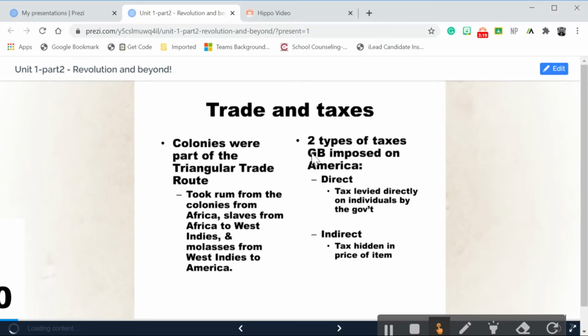They had two types of taxes Great Britain imposed, both direct and indirect. Direct were taxes levied directly on individuals by the government. Indirect taxes are hidden in the price of an item. Kind of similar to what we have right now.